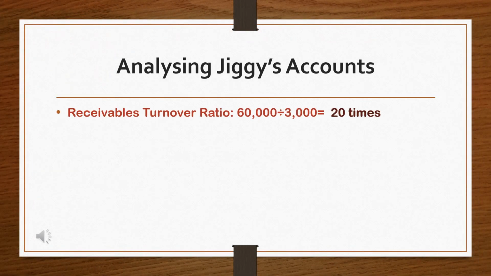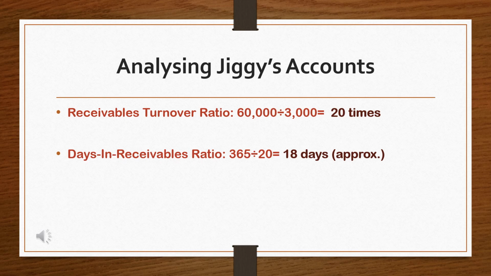To achieve the receivables turnover ratio, we have 60,000 divided by 3,000 equaling 20 times that the business turns over its receivables during the financial period. For the days in receivables ratio, this equates to approximately 18 days that it takes to receive money from selling their product to a customer.